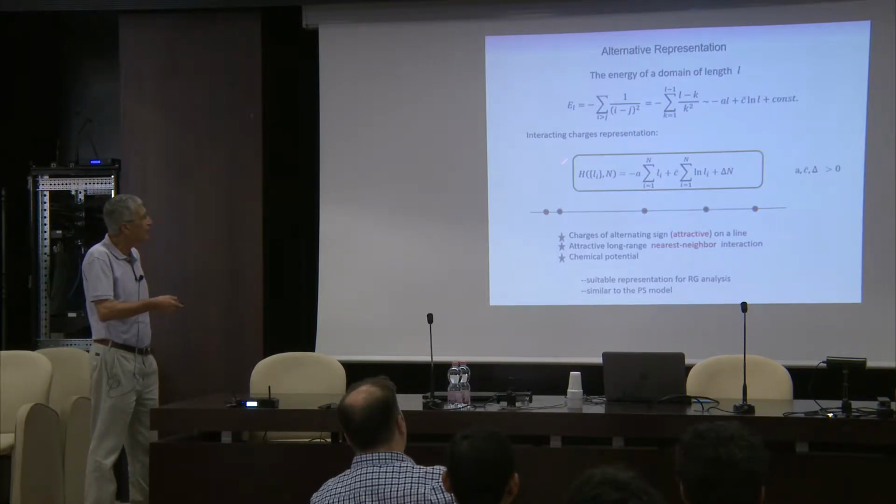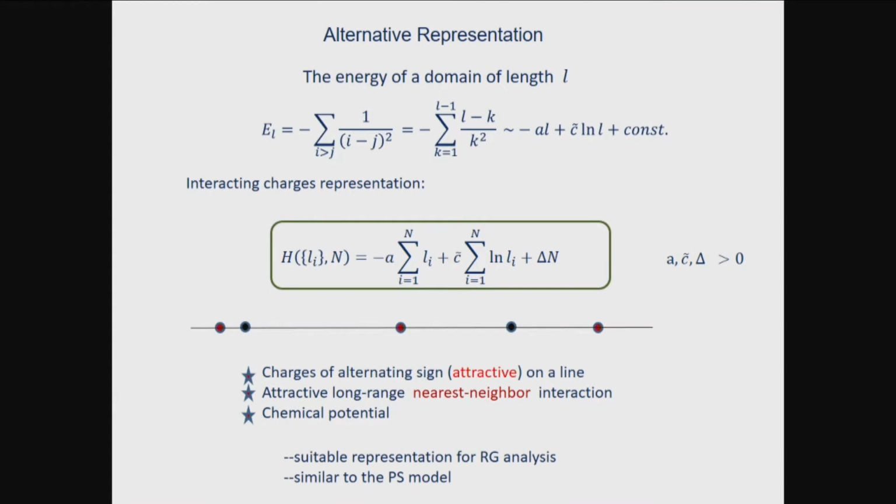This representation is very useful if you want to look at the renormalization group and study it, because basically it's like charges in 2 dimensions. They interact logarithmically, but they are placed on a line. They are restricted to move on a line. So basically the Kosterlitz-Thouless type of thing appears here. I'll say a few words about it in a few minutes.